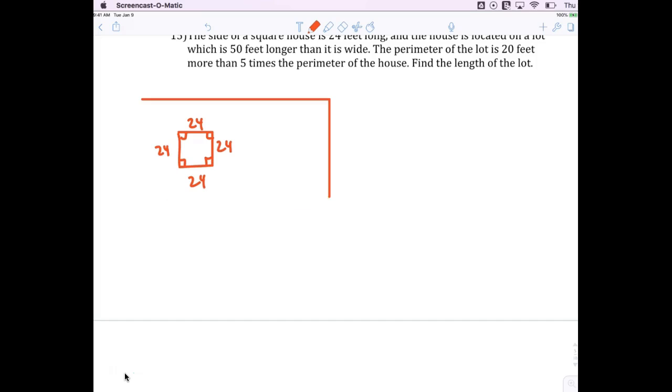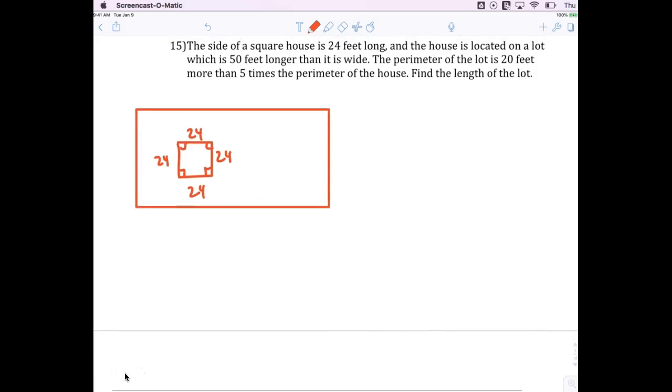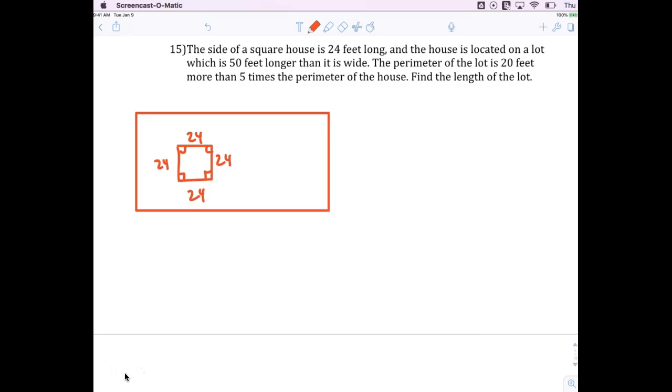So your lot, here is your house. Your house sits on your lot. And it says here that your lot is 50 feet longer than it is wide. So this is its width, and this is its length. Everybody okay with that? But we know that its length is what? 50W.